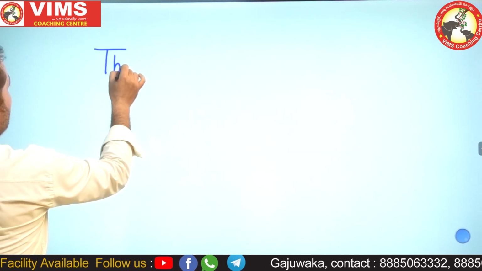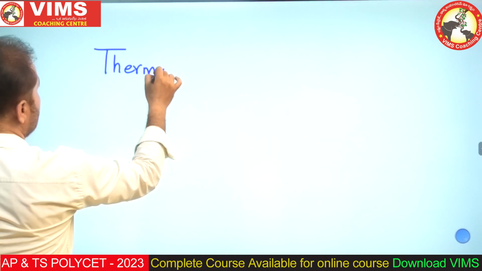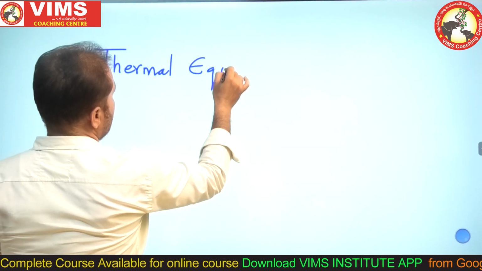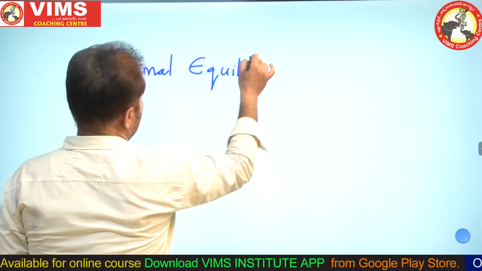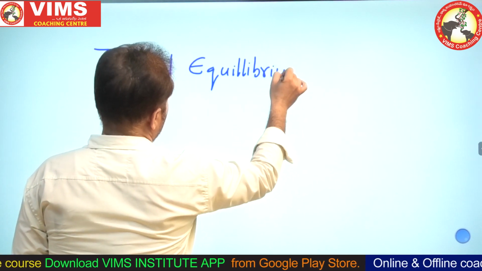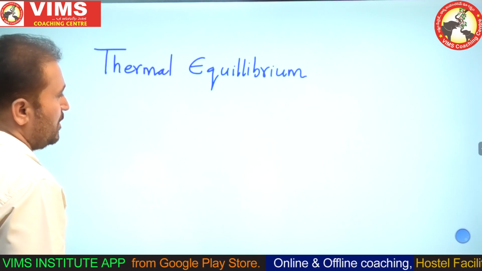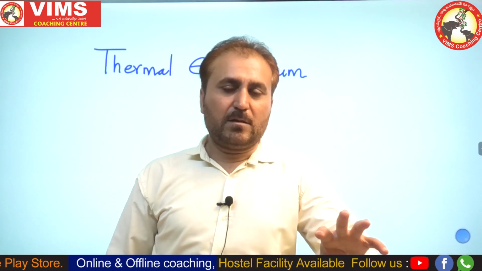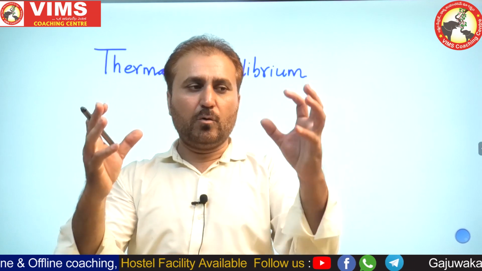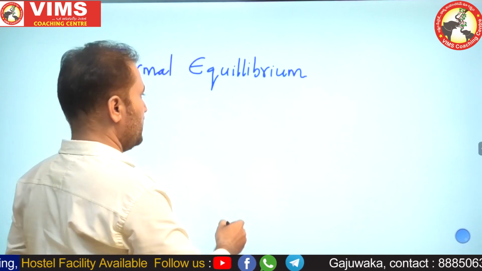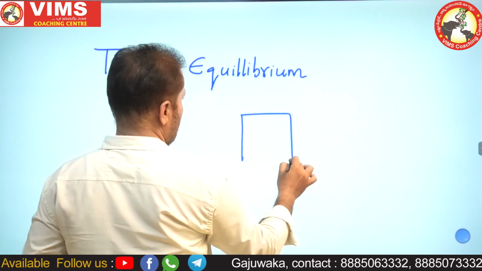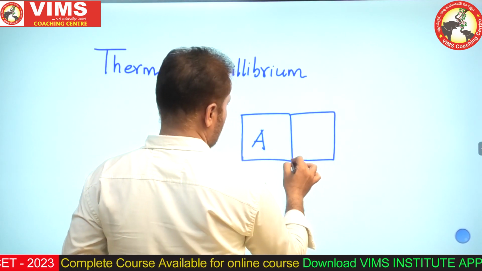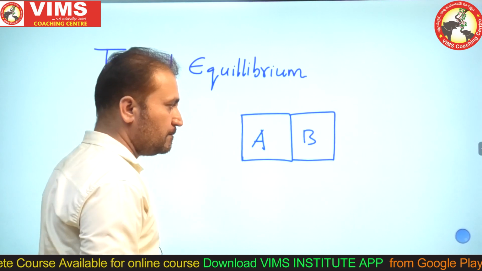Let us talk something about thermal equilibrium. What is this thermal equilibrium? Suppose I have taken 2 bodies, hot and cold. I brought them very close to each other. This is my object A. This is my object B.